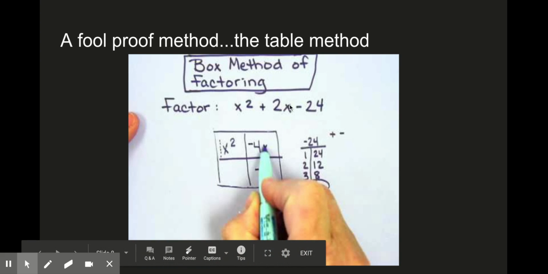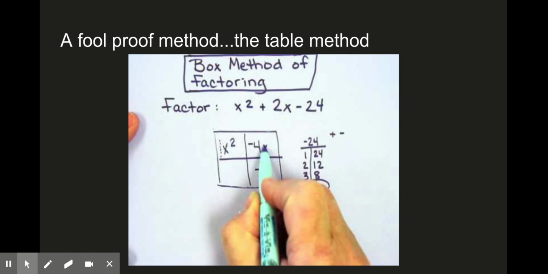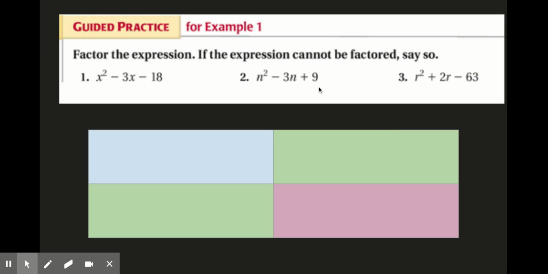Some of you guys will find that over time you're factoring so much that you start going, I can do this in my head. I've seen this pattern before. I know exactly what it is. But I've found that doing the table method is essentially foolproof. And so let's walk through it.